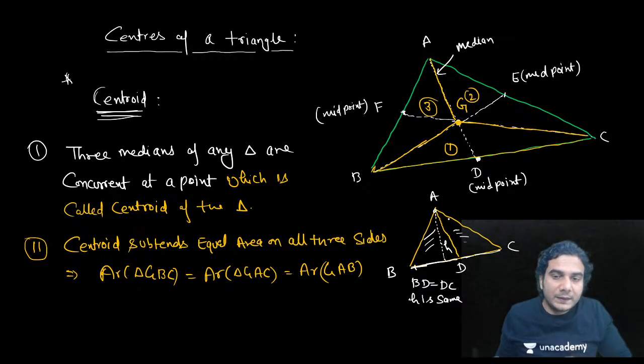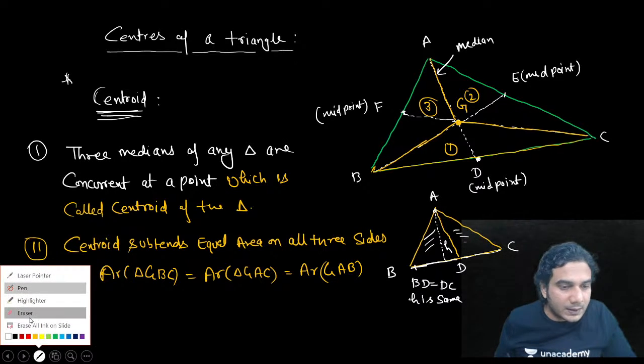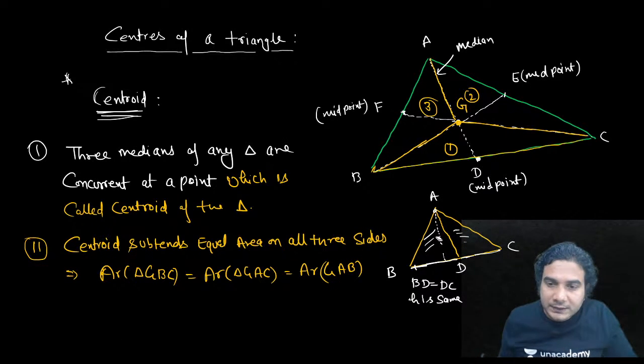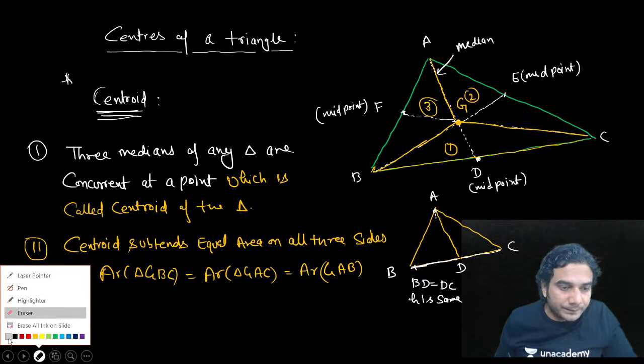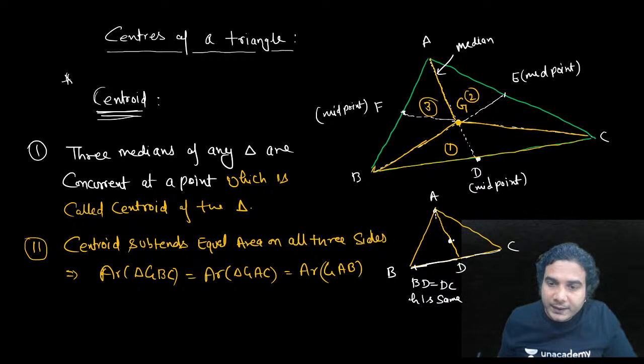That means the median is dividing this triangle into two equal areas, right? So you understood this point. Now the second point is we need to see whether these triangles are equal in area. I'll tell you how. Now centroid is a point which divides the median in the ratio of 2:1.